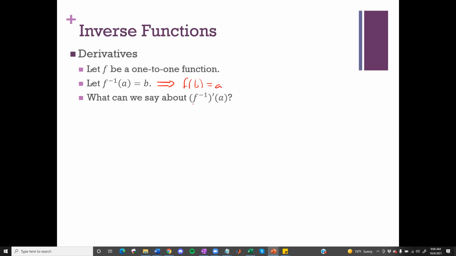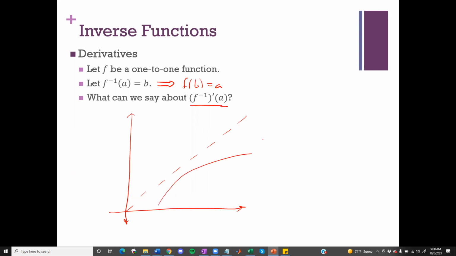So we're trying to figure out what we can say about the derivative of the inverse function at this point A. So let's draw a graph to illustrate this. First I'm going to draw this line y equals x, because if I have an inverse function, it'll be reflected over that line.